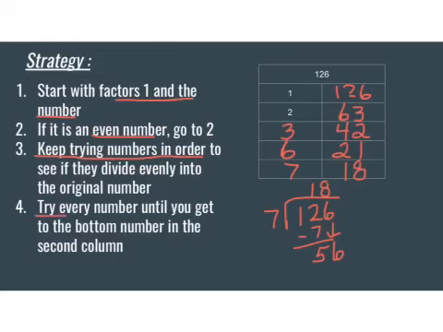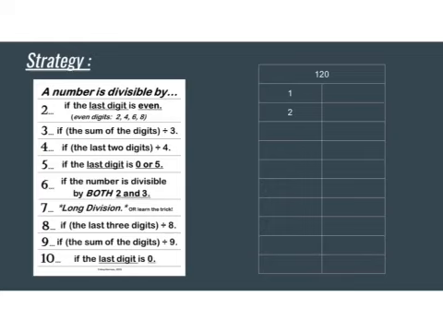And then you're going to keep trying every number until you get to the bottom number in the second column, which would be this one right here. So another strategy that you can use is called the rules of divisibility. And these are rules that can help you determine quickly which numbers will be factors of a number. So again, we always want to start with 1 times the number itself. And then 2, if the last digit is even, which we already talked about, so this is even.